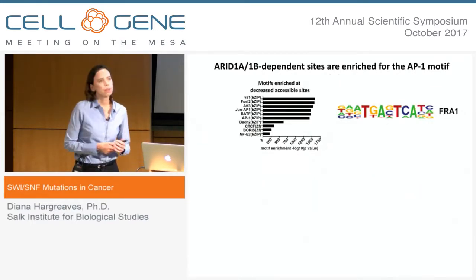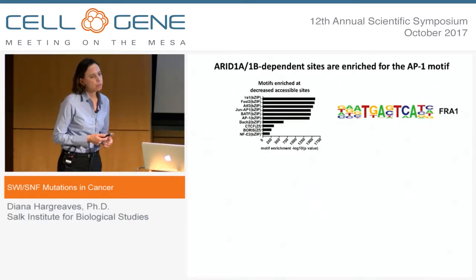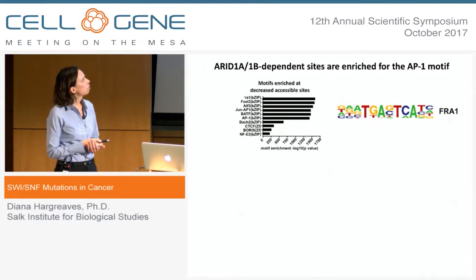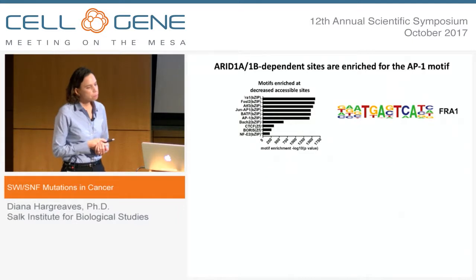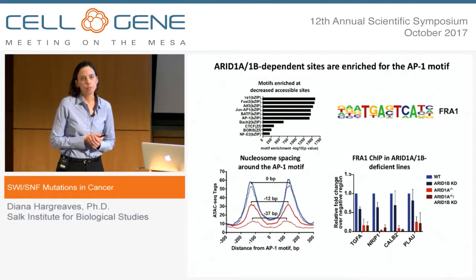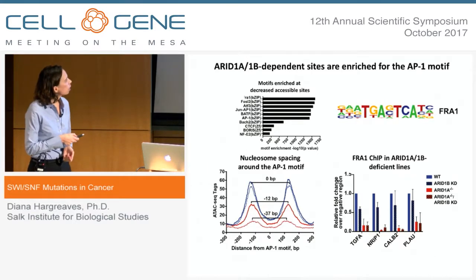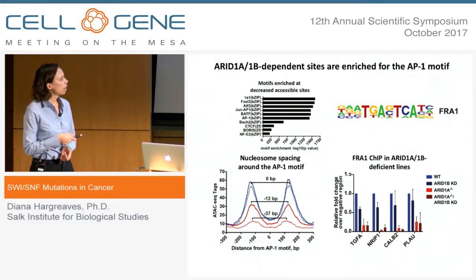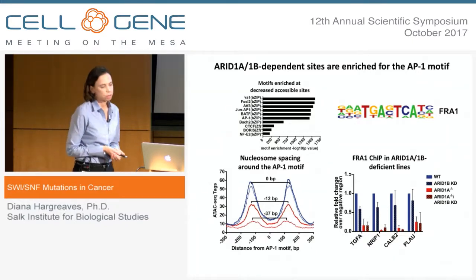So we can further go into our ATAC-seq data and define what kind of motifs are underlying these accessible regions. And we found that the members of the AP1 complex are particularly enriched. Those motifs are particularly enriched at sites that lose accessibility. And we can further parse our ATAC-seq data to isolate mononucleosome fragments that allow us to position nucleosomes around this motif. And we see that with the loss of ARID1A and ARID1B, we not only see a reduction in accessibility, but we see a reduction in nucleosome spacing, indicating that these nucleosomes really collapse in around this transcription factor motif and occlude it for transcription factor binding.